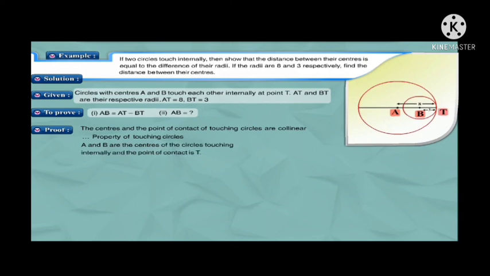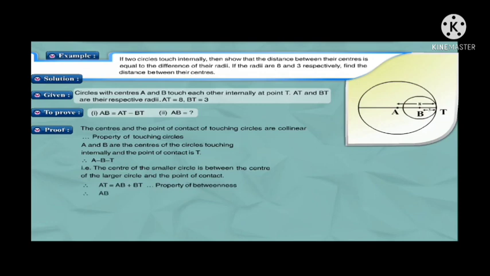Proof. The center and the point of contact of touching circles are collinear according to the property of touching circles. A and B are the centers of the circles touching internally and the point of contact is T, that is A-B-T. That is, the center of the smaller circle is between the center of the larger circle and the point of contact. So, AT is equal to AB plus BT, by the property of betweenness. Therefore, AB is equal to AT minus BT.